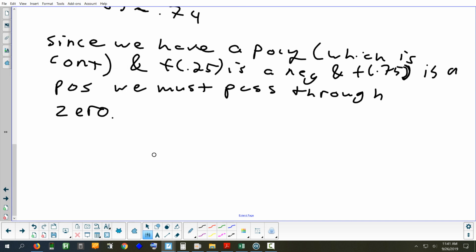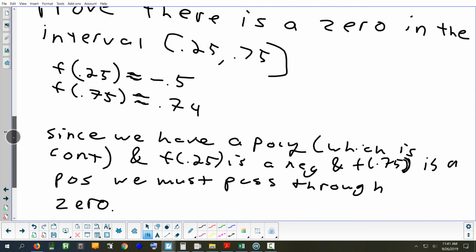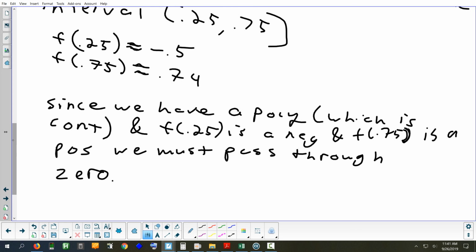Okay, so very important idea for tomorrow, to understand how the idea of continuity and the intermediate value theorem proved that there's a 0. 0 is an intermediate value between negatives and positives. It's right in the middle. That's what intermediate is.